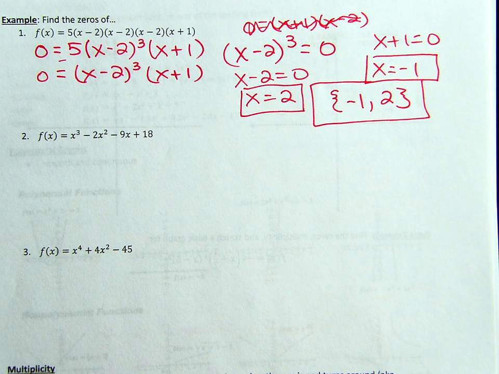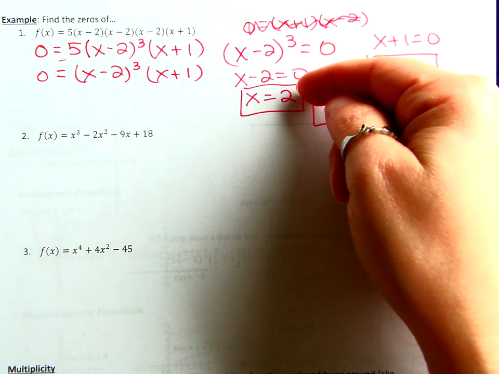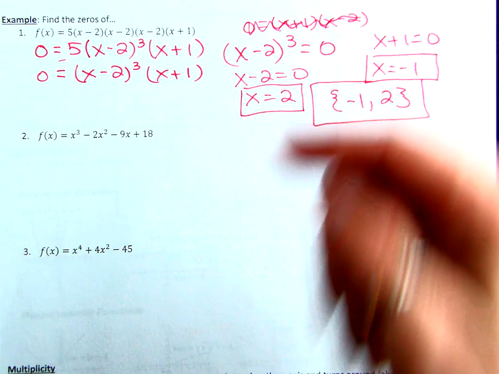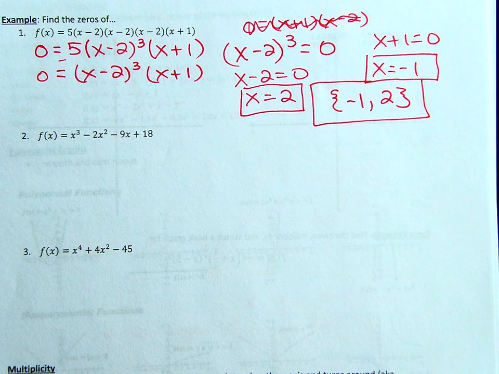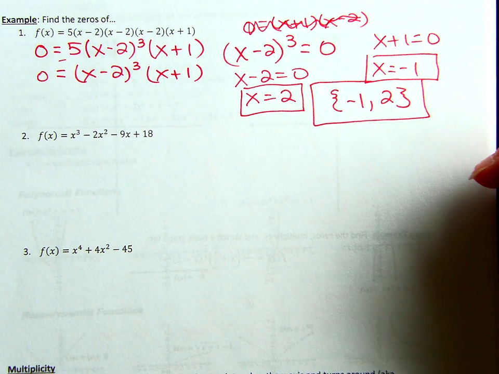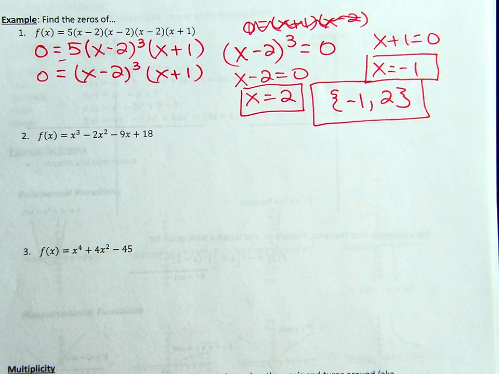What the multiplicity does is it tells us that we got that answer 3 times. When you have an odd multiplicity, that's where you go through on your graph. And when you have an even multiplicity, your graph bounces at that point. You'll see that in the very next section. So that's a great question. But when it comes to just finding the zeros, it doesn't matter what our multiplicity is.